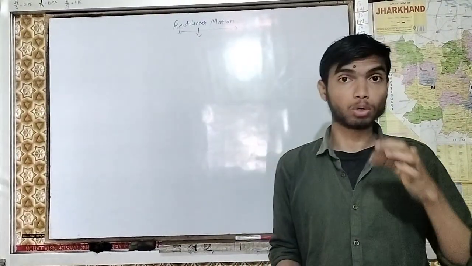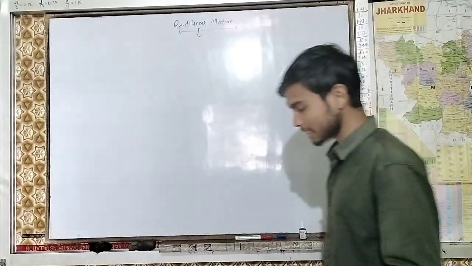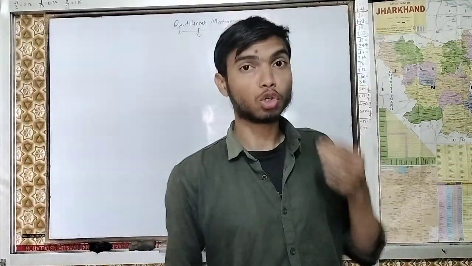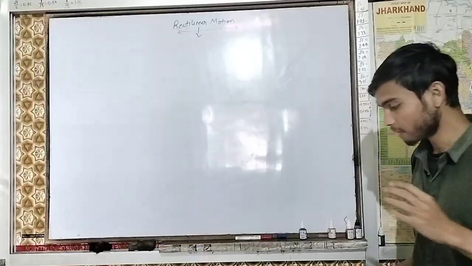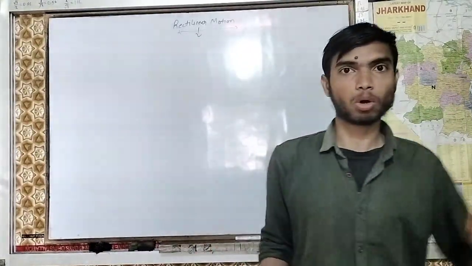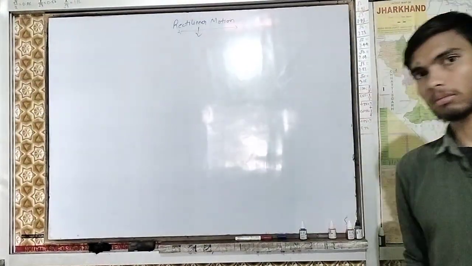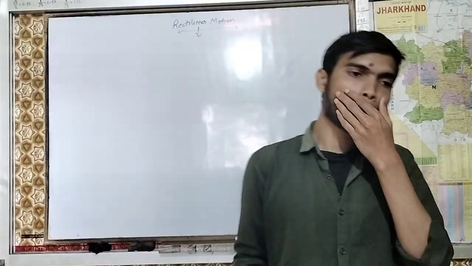Examples. Here, I am moving like this. Am I covering two dimensions, two axes? The answer is no. I am only moving horizontally, not vertically. So this was one example.